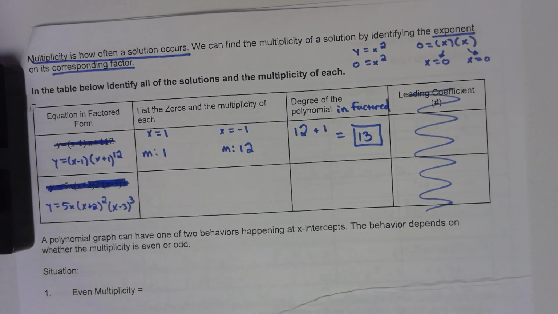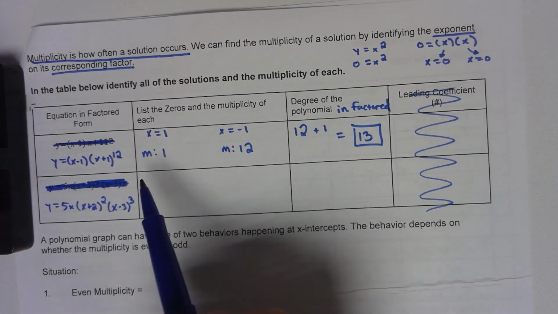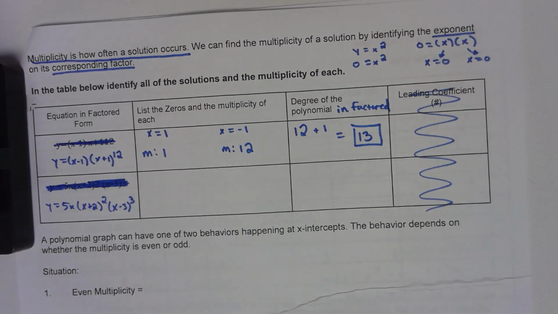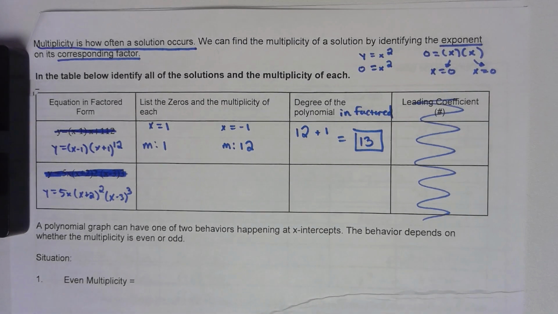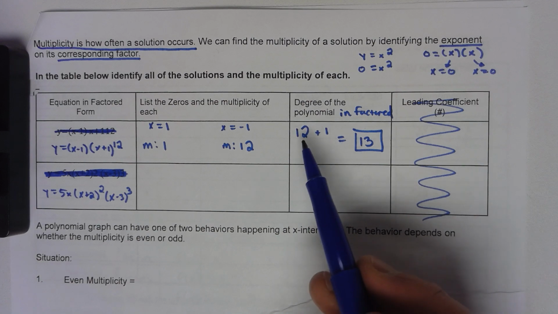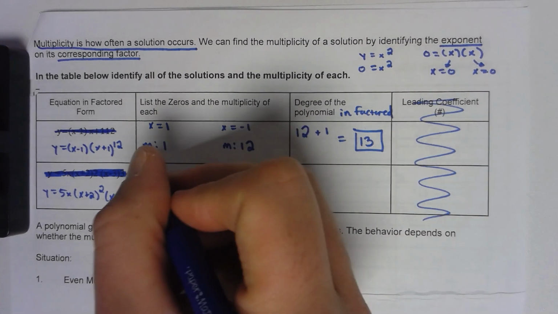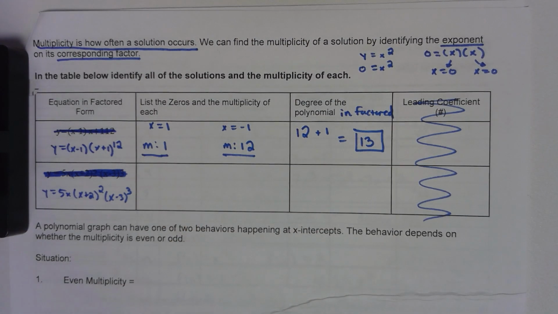Okay, this isn't a great example. Usually I would multiply it out and we could see that happening. But again, multiplying out something to the power of 12 would take us way too long. So when in factored form, the degree is us adding the exponents, or the multiplicities. The multiplicity of 1 plus 12 should match what we're calling the degree, which matches the number of solutions we have.